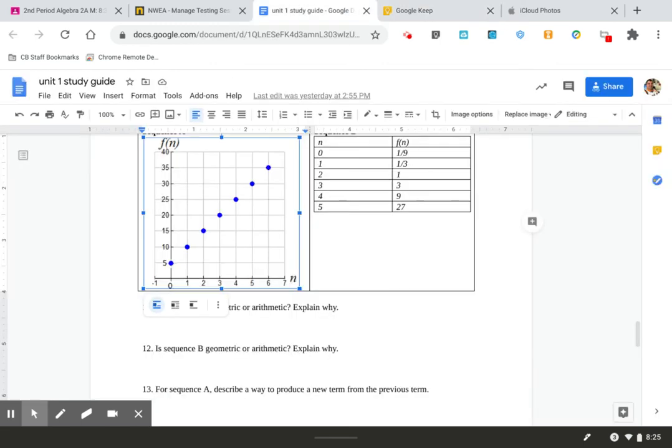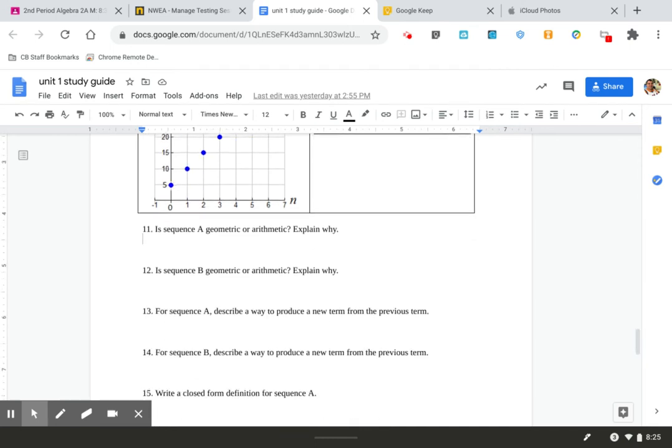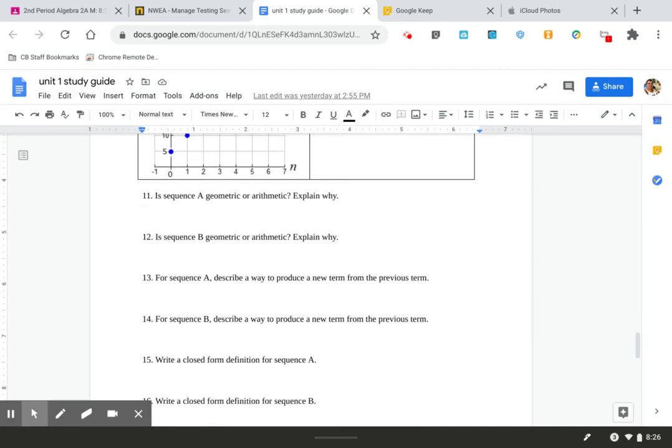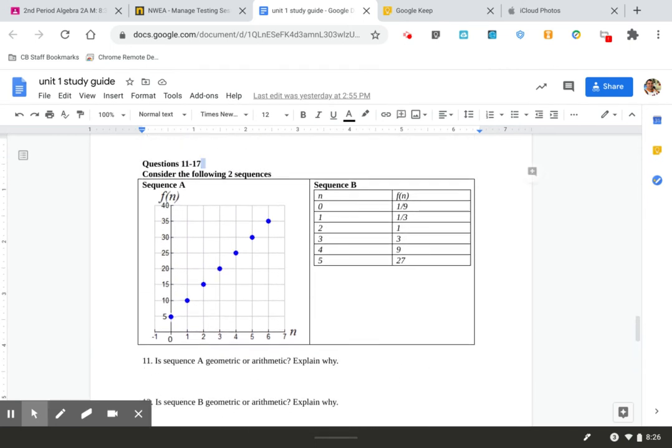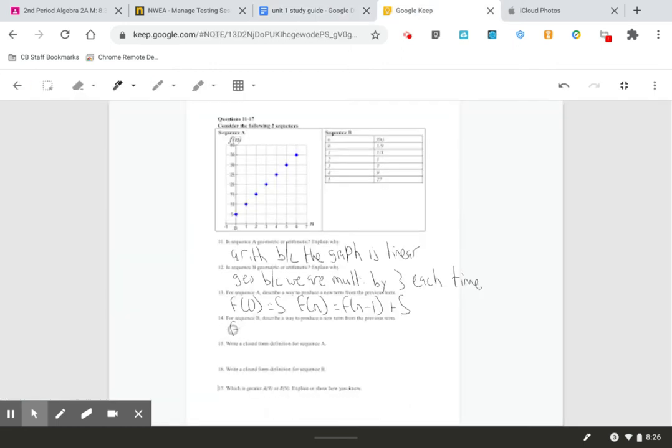Okay. For sequence B, describe a way to produce a new term from the previous term. So now we're going off of this one right here. So we said our starting term in this case is 1/9, and we're multiplying by 3. So f of 0 is going to equal 1/9, and then f of n is going to be equal to f of n minus 1 times 3.